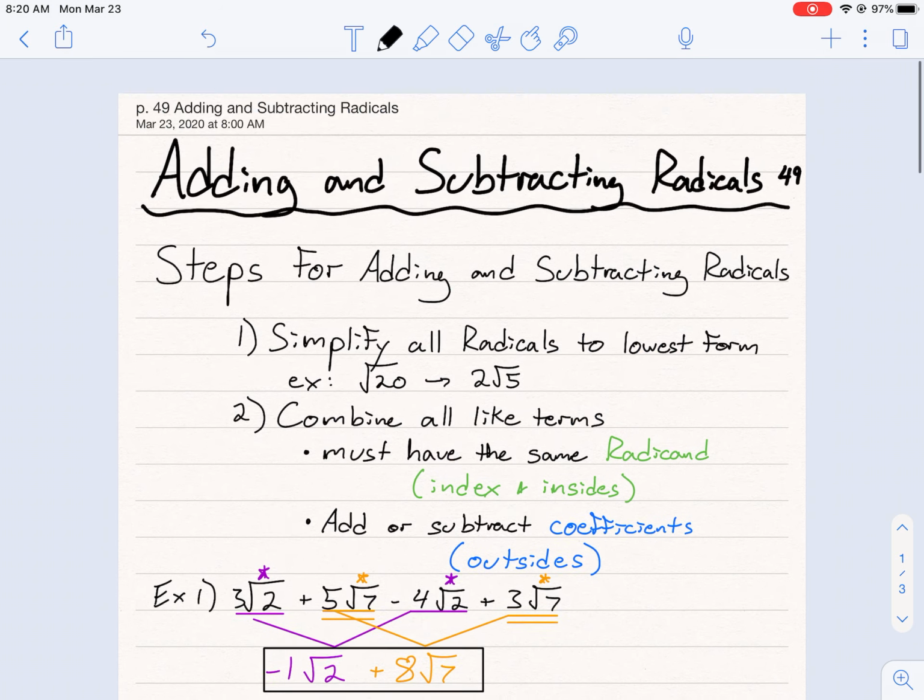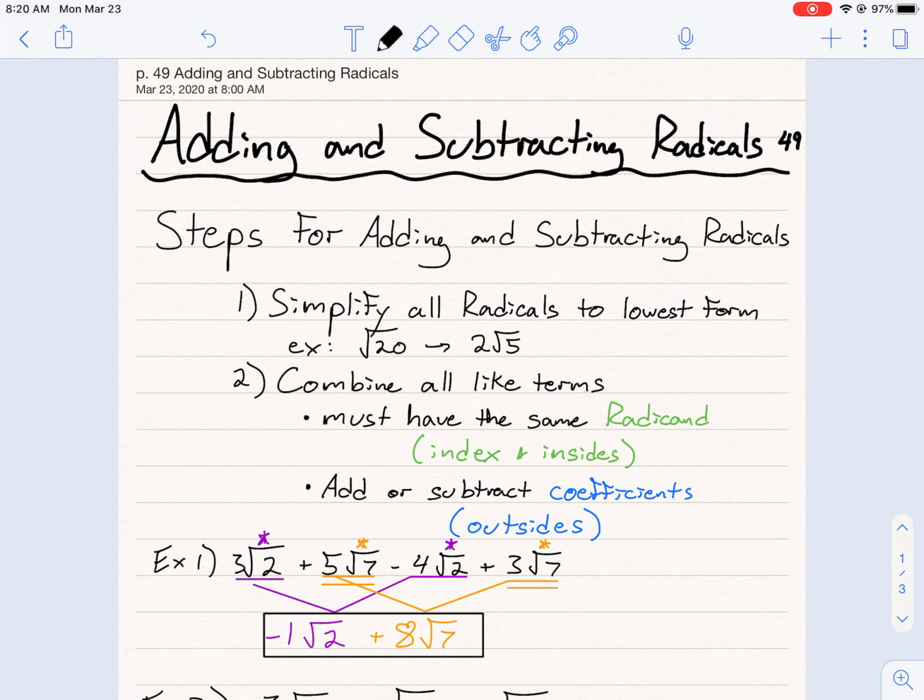So those are a few examples of adding and subtracting of radicals. We will go over this more the next time I see you in class, but make sure you copy down these notes into your notebook and you submit a picture as your assignment.